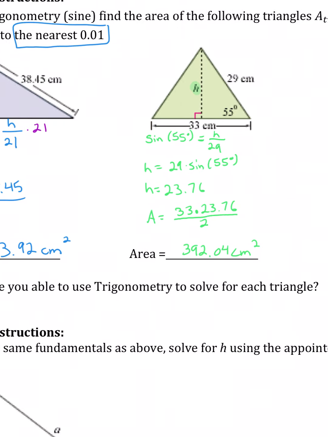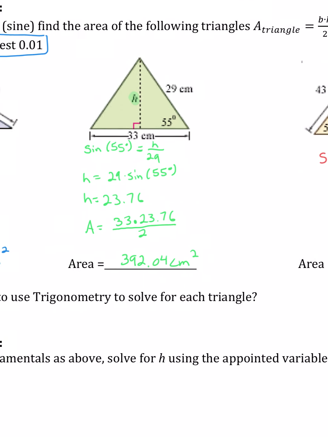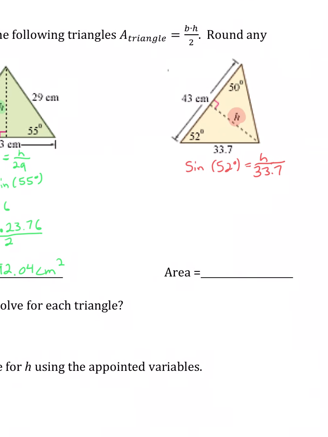Okay. For the second example, very similar. We have the 55 degrees, and we can do sine of 55 equals h over 29. Multiply 29 by both sides to get h by itself. And then we can find our area that way. So the area should have been 392.04 centimeters squared.